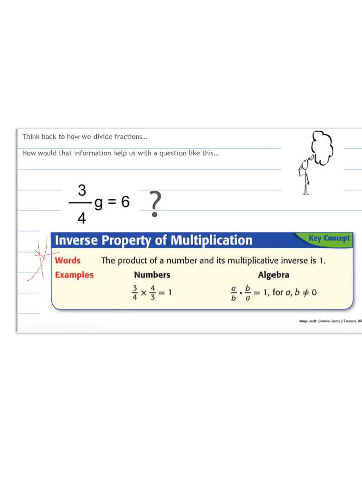3/4, if we multiply that by its multiplicative inverse, so its flipped form, so 3/4 times 4/3, well, 3 times 4 is 12, and 4 times 3 is 12, and 12 over 12 is equal to 1. So taking a fraction, multiplying it by its multiplicative inverse will give us an answer of 1. And this is just showing you with letter form what that looks like.